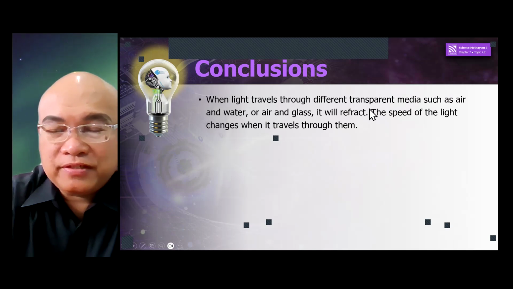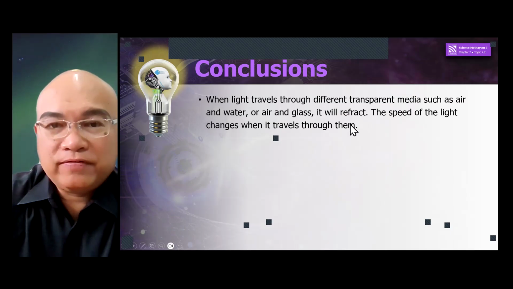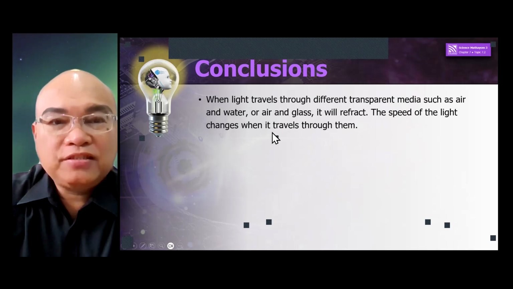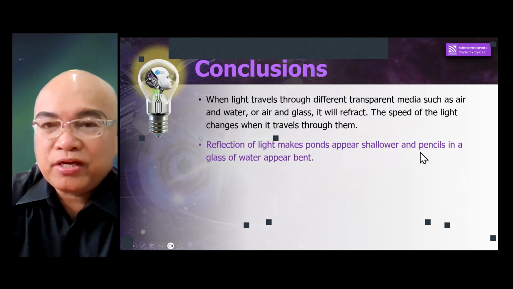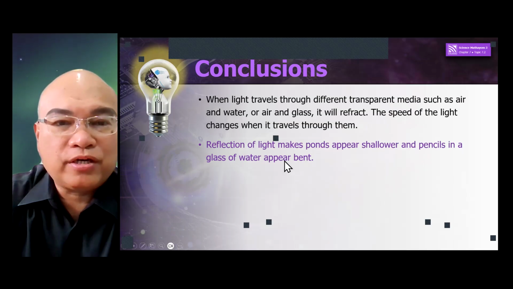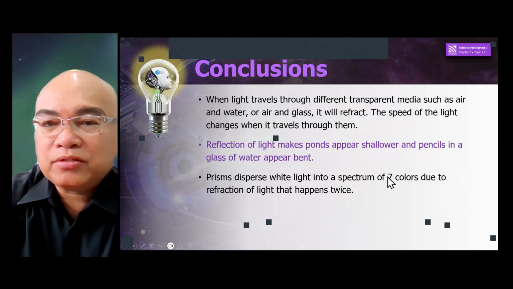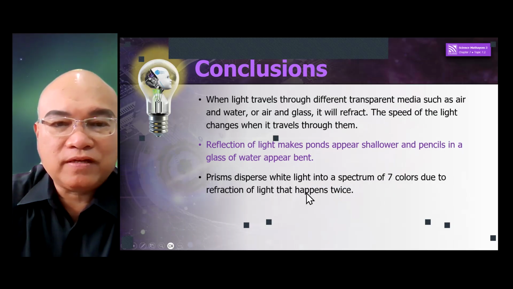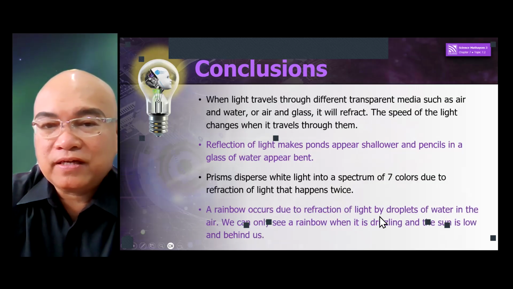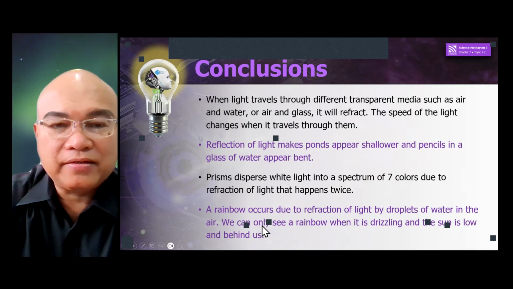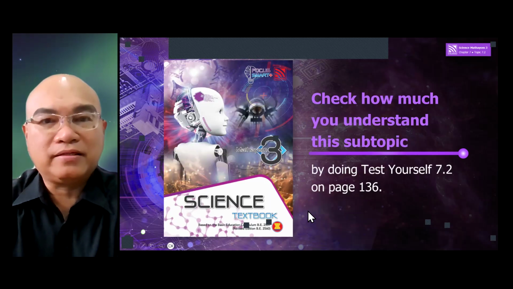Conclusions. When light travels through different transparent media such as air and water or air and glass, it will refract. The speed of light changes when it travels through them. Refraction of light makes ponds appear shallower and pencils in a glass of water appear bent. Prisms disperse white light into a spectrum of 7 colors due to refraction of light that happens twice. A rainbow occurs due to refraction of light by droplets of water in the air. We can only see a rainbow when it is drizzling and the sun is low and behind us.